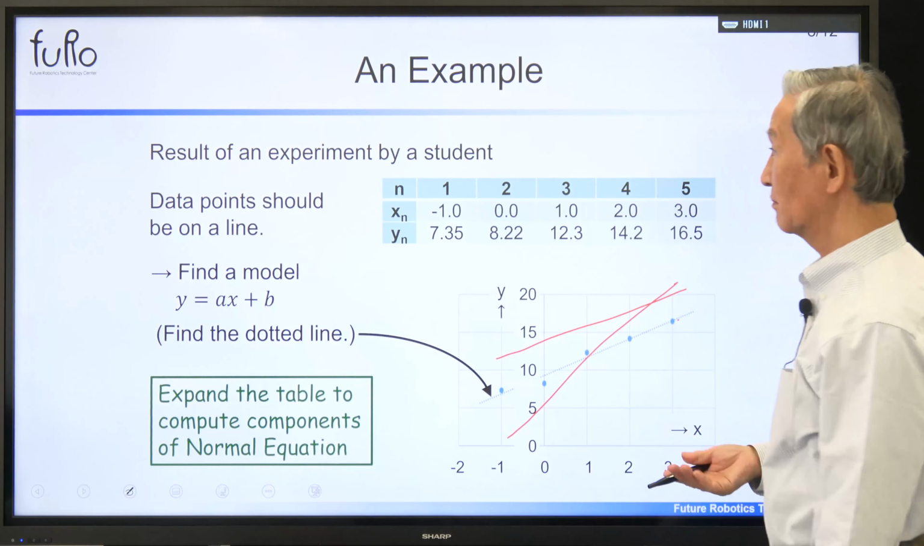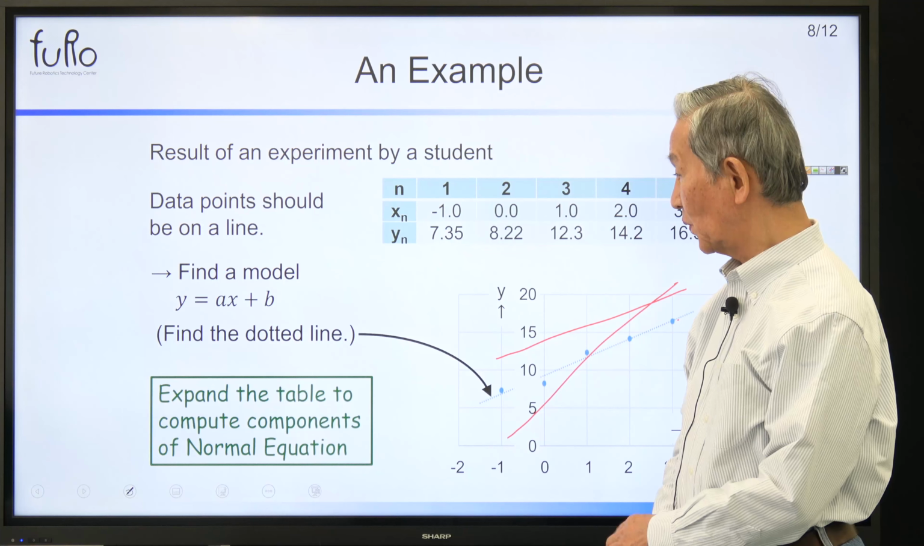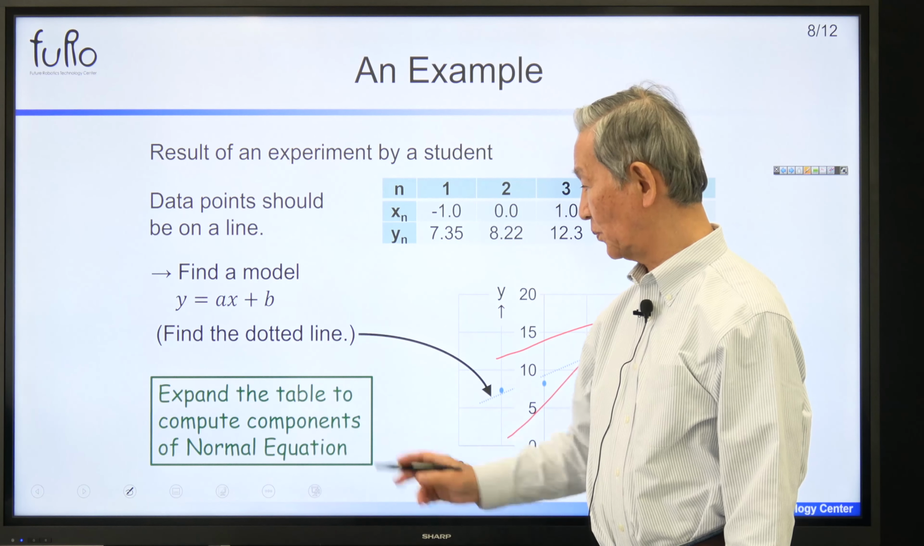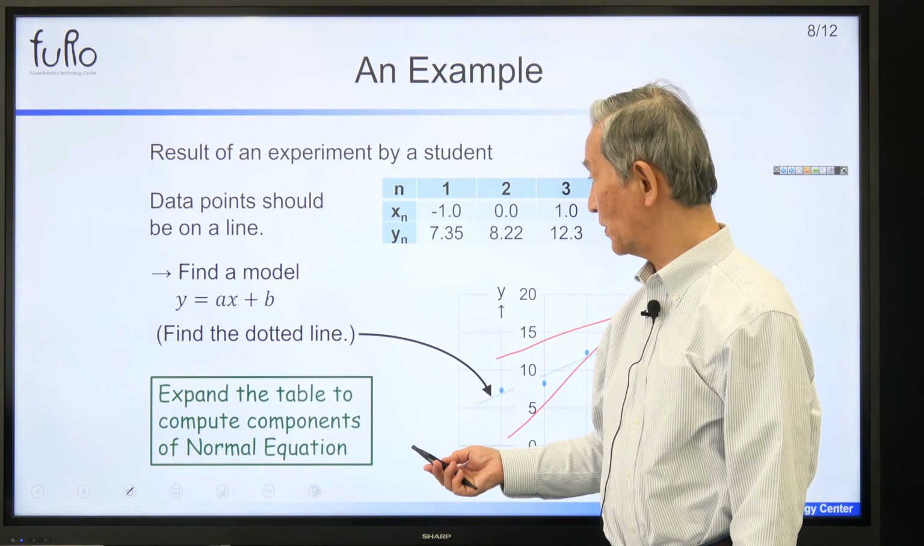All right. So for that, expand the table to compute components of normal equations. Remember that the summation of xn squared, and other things appeared. So let's do that. That's the original part. The model is this one here. So those are used. X times y was in it, and x squared was in it. The bottom three, let's discuss that later.